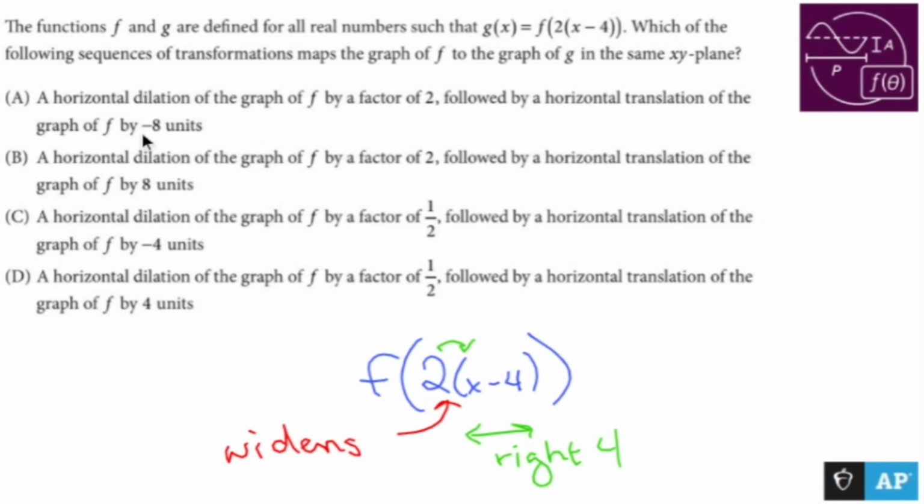If I look at the horizontal translation, which is just fancy talk for moving to the left or to the right, this means move left 8, no. Move right 8, no. Move left 4, no. Move right 4, yes. But also here it gives us that horizontal dilation of a half.